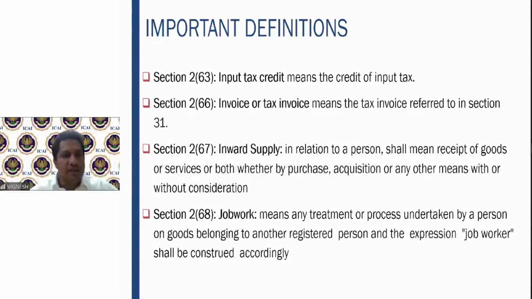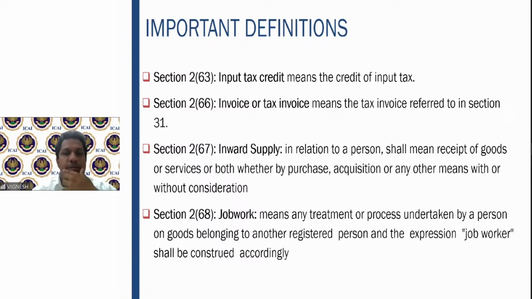Then input tax credit is credit of input tax. Simple definition. Invoice definition, section 31. You would have seen in the time of supply chapter where section 31 would have been covered. What is the invoice at that point of time? Also, you will see in the subsequent chapter, accounts and records. In there, you will also see what exactly you mean by the term invoice and what are the items which are to be mentioned in the tax invoice.